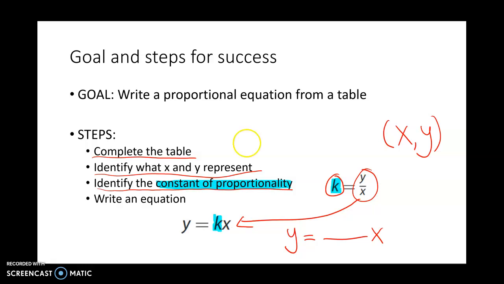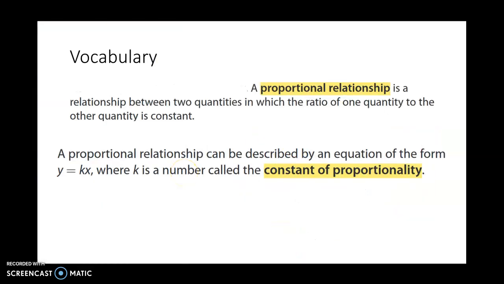All right, so let's see one in here we go. A proportional relationship is a relationship between two quantities, so two different things, in which the ratio, a fraction of one quantity to the other, is constant. So a proportional relationship means we're going to get the same answer every time. A proportional relationship can be described by an equation of the form y equals kx, where k is a number called the constant of proportionality, which we just learned.